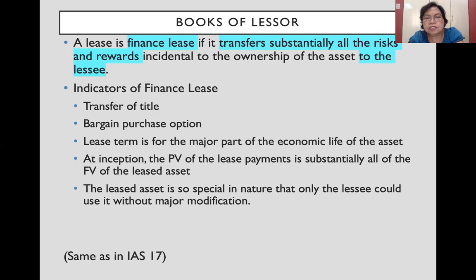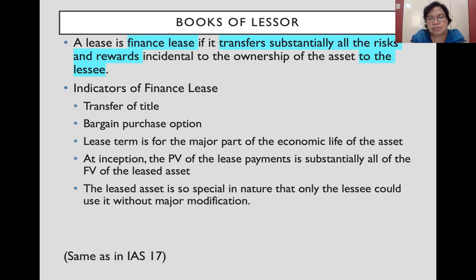Second is bargain purchase option. As previously discussed in part 1, a bargain purchase option is a privilege granted by the lessor to the lessee such that the lessee will be able to buy the property at a price significantly lower than the fair value of the property at the date the option becomes exercisable. And the date the option becomes exercisable is the end of the lease term.